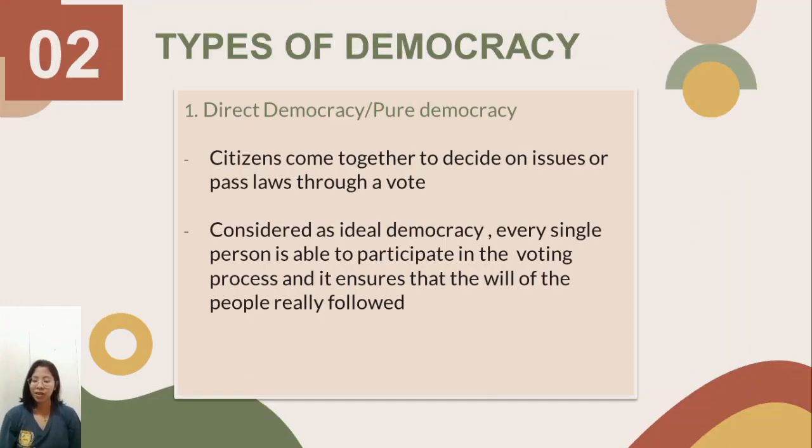In direct democracy, citizens come together to decide on issues or pass laws through a vote. It is considered the ideal democracy because every single person is able to participate in the voting process, and it ensures that the will of the people will be followed.